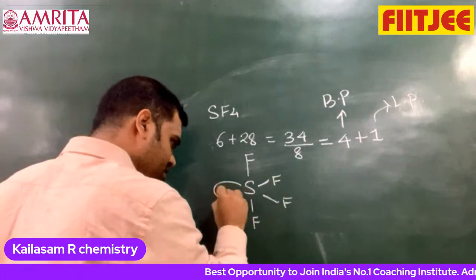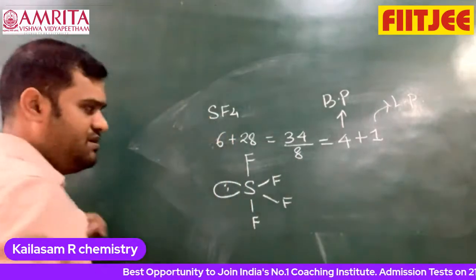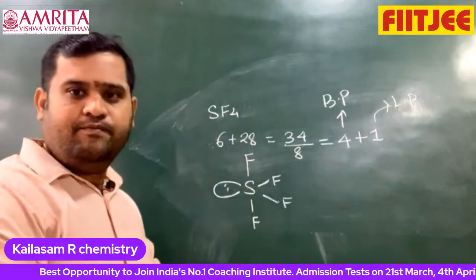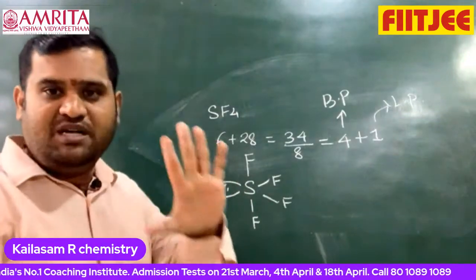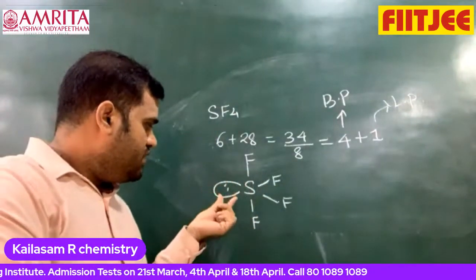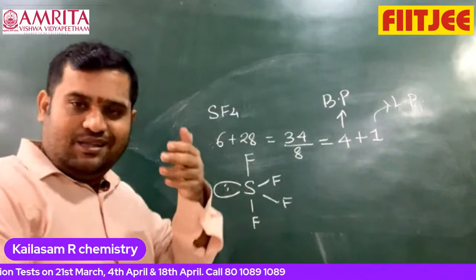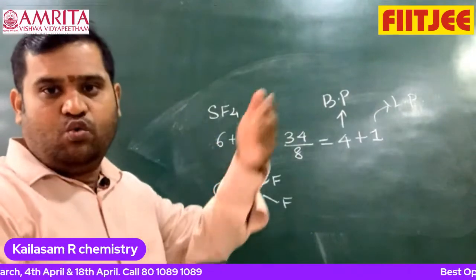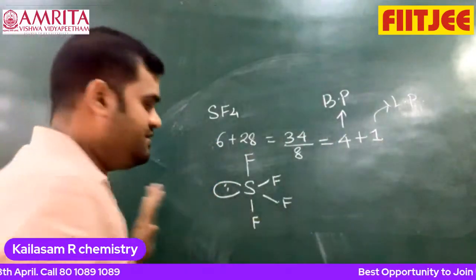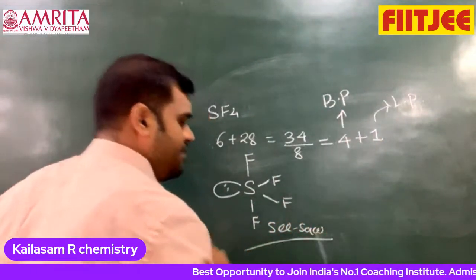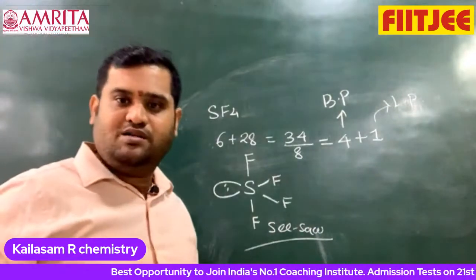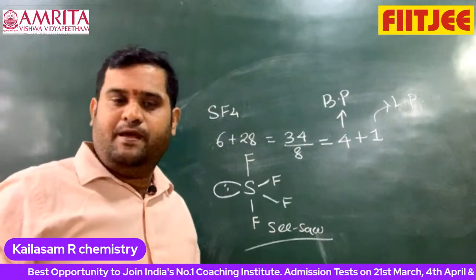Look at this. This is one possibility, sir. If I keep the lone pair in this equatorial position, the repulsion is minimum. Now, because the lone pair is present, the geometry is deviating from the original one. Therefore, this is called seesaw. This is called what? Seesaw. Now come to the point.